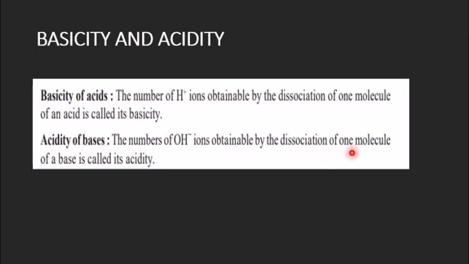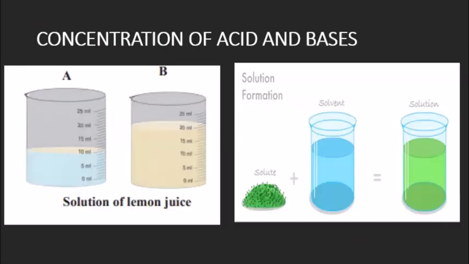So for example, if it is NaOH, when it dissociates in water, we get OH and Na. This OH, that is one OH that we got, is called the acidity of bases. Now let's learn about concentration of acids and bases.